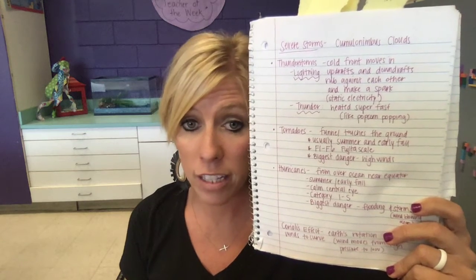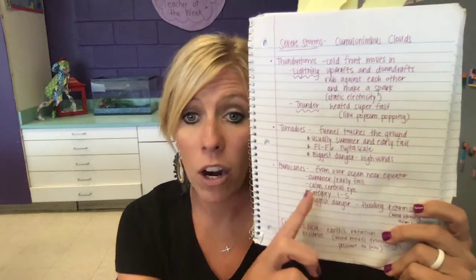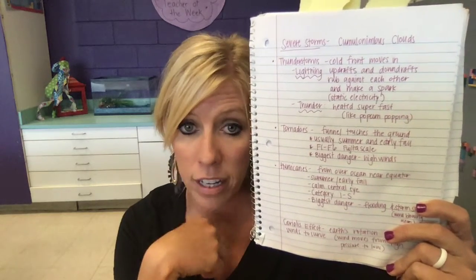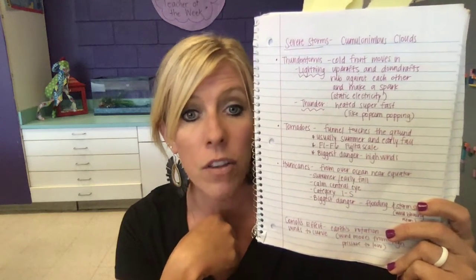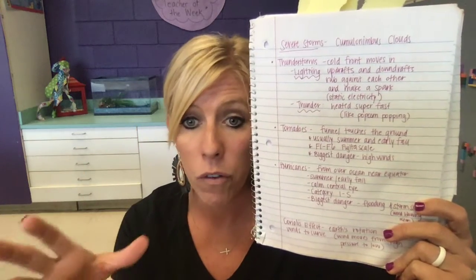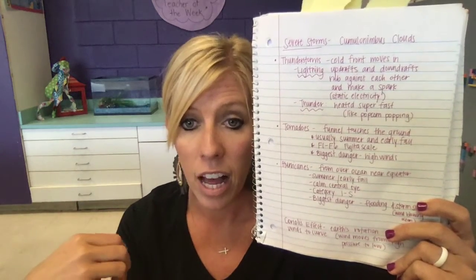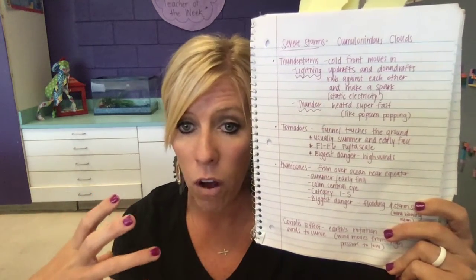Okay, hurricanes, unfortunately, we are very familiar with. We know that hurricanes form over the ocean. That is a question that we see a lot in 5th grade. Where would a hurricane form? They form over the ocean because they're formed from that warm water. Okay, again, these are summer and early fall.